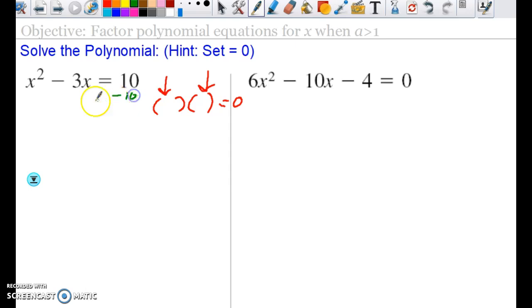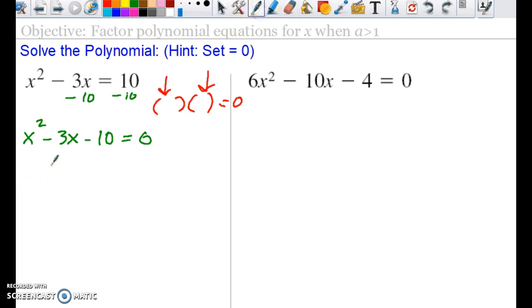So I'm going to subtract 10 from both sides. Now notice the x squared and the negative 3x remain the same because negative 10 does not have an x. It's not a like term. So now I have this expression that says that x squared minus 3x minus 10 has to equal 0.